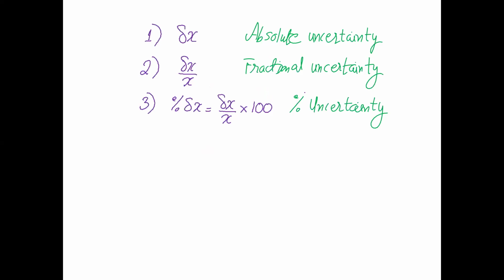There are three types of uncertainties: absolute uncertainty, fractional uncertainty, and number three, percentage uncertainty. You have to copy this list.